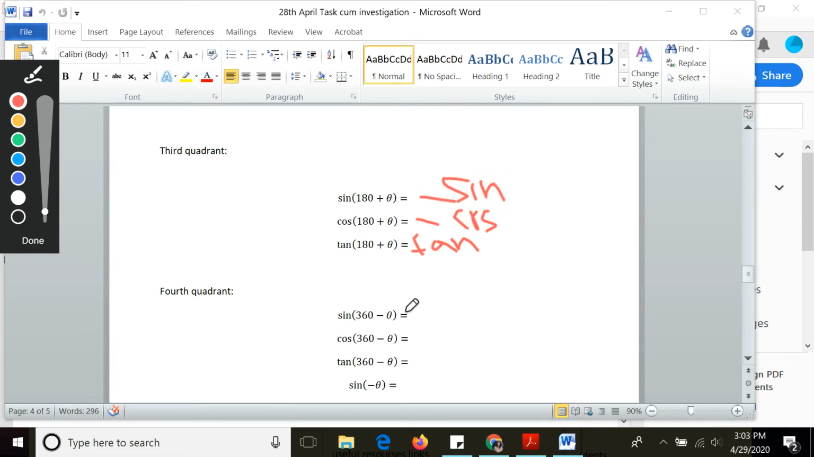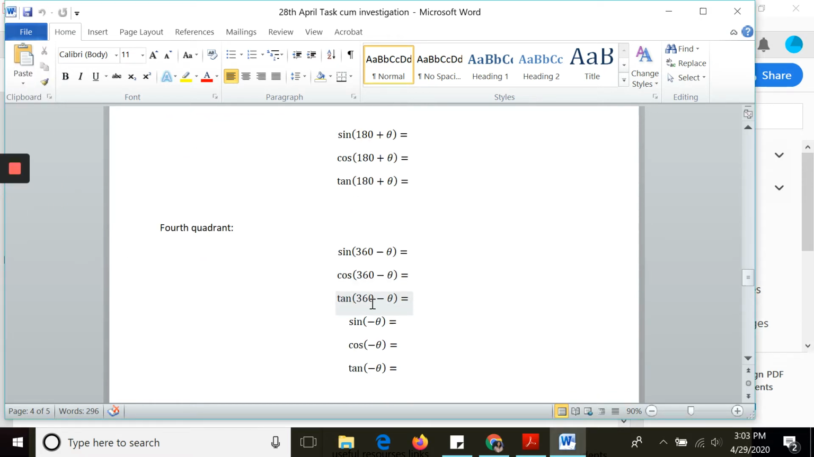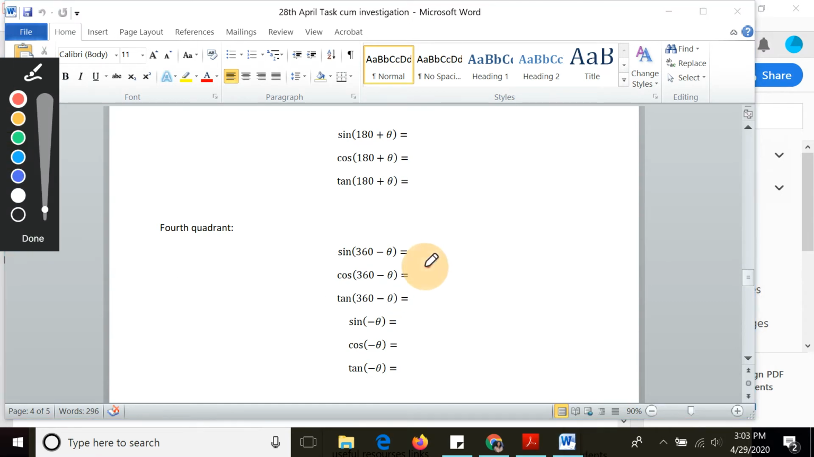And then for fourth quadrant, it's similar to the third one. So here again, it's 360 minus theta. And in fourth quadrant, you know that cos was positive. So this was positive. So this is cos theta. And this becomes minus sine. And this one was minus tan.